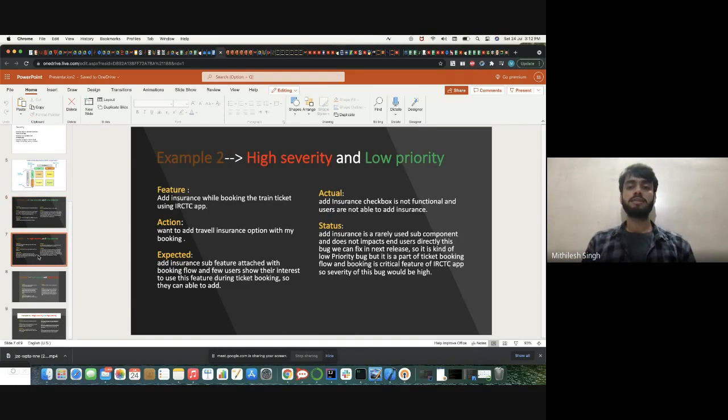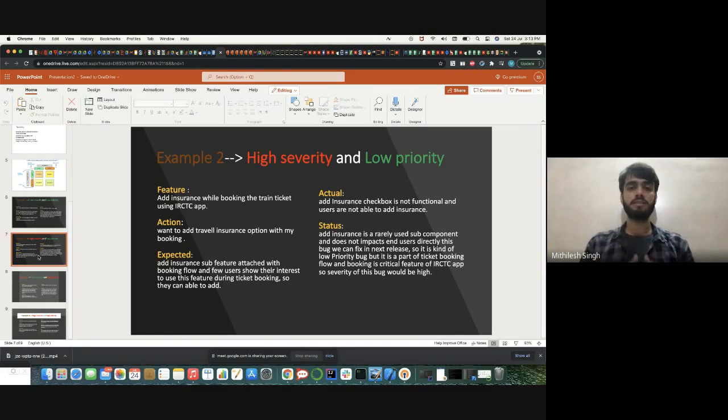Okay, let's move to the second slide, guys. Example 2 is high severity and low priority. The example is adding insurance while booking a train ticket using IRCTC. Those who have used the IRCTC app earlier know this feature. Whenever we want to book a ticket, we get one option to add insurance while booking. Suppose this feature is not working. After clicking the checkbox of the insurance, we are not able to select it. Since it is inside the booking flow, and the booking flow is a very critical feature of the IRCTC application.